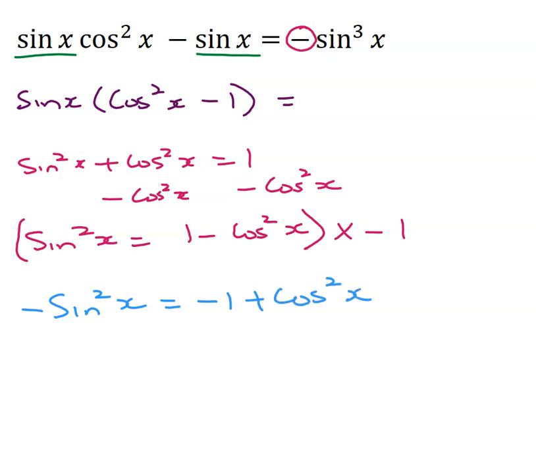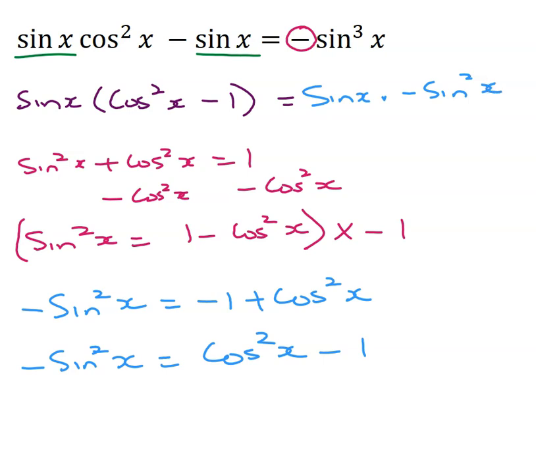So what does that mean? Negative sine squared x equal to cosine squared x minus 1. So now this sine x times cosine squared x minus 1 is going to be the same as sine x multiplied by negative sine squared x, which is going to give you negative sine cubed x, and that's what you're trying to prove.